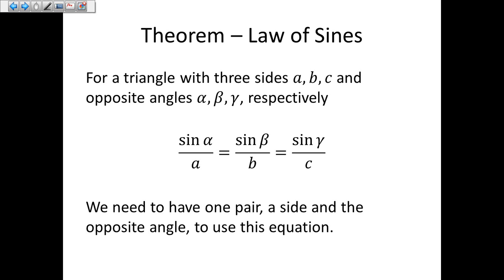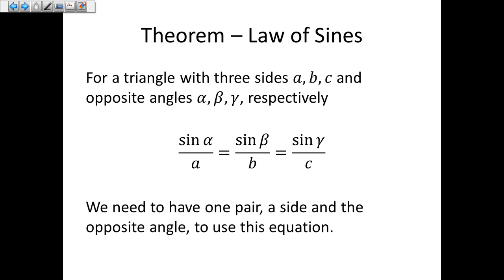Now we usually see it like this, where the sine is on top and the side length is on bottom. But there's no rule that says we can't flip this if we want to. Just make sure that you flip the other fraction as well. And before we move on, I just want to point out that usually we just use 2 of these fractions. We don't usually write all 3 fractions all together. We'll only use 2 at a time.